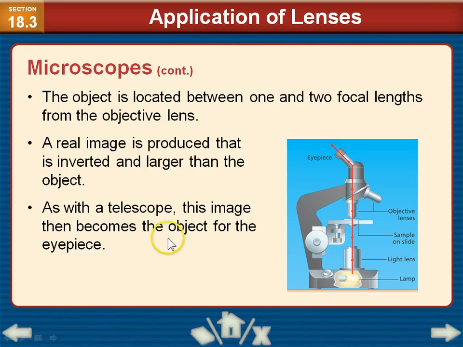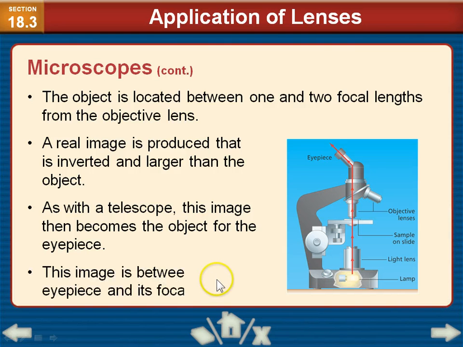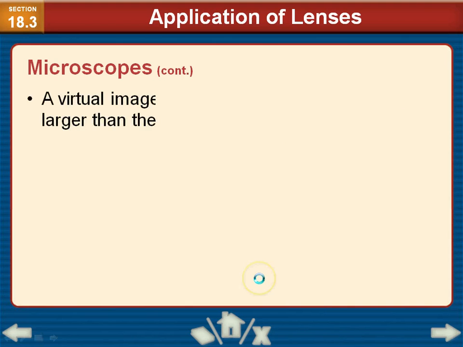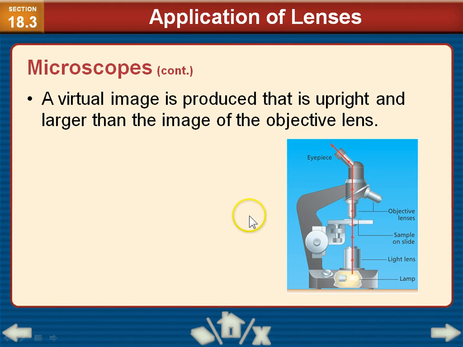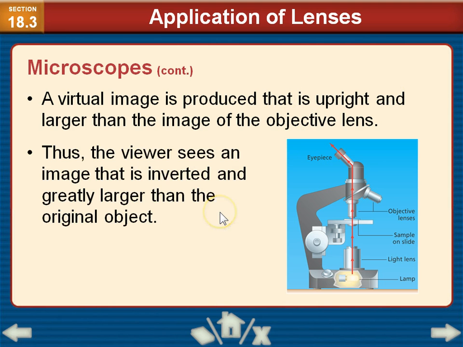So the image becomes the object of the eyepiece, and this image is between the eyepiece and its focal point. The virtual image produced is upright and larger than the image. Thus, the viewer sees an image that is inverted and greatly larger than the original.